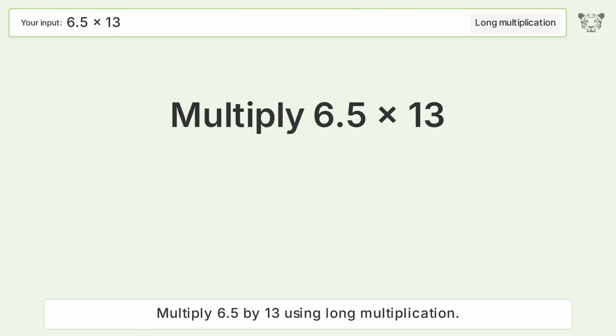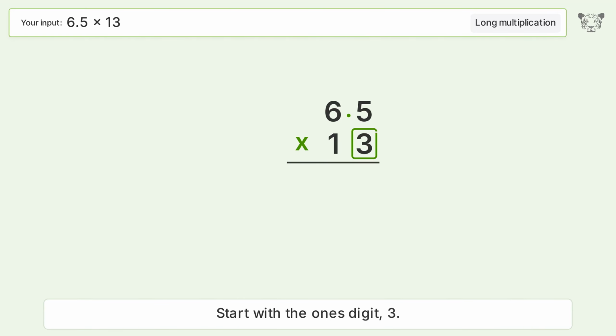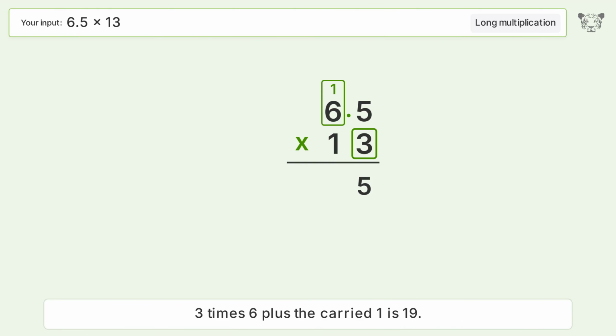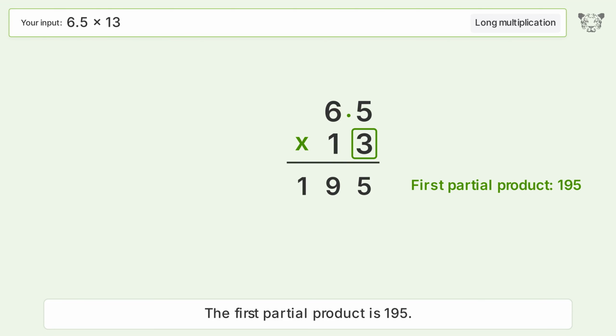Multiply 6.5 by 13 using long multiplication. Start with the ones digit, 3. 3 times 5 is 15. Put 5 in this column and carry 1. 3 times 6 plus the carried 1 is 19. The first partial product is 195.